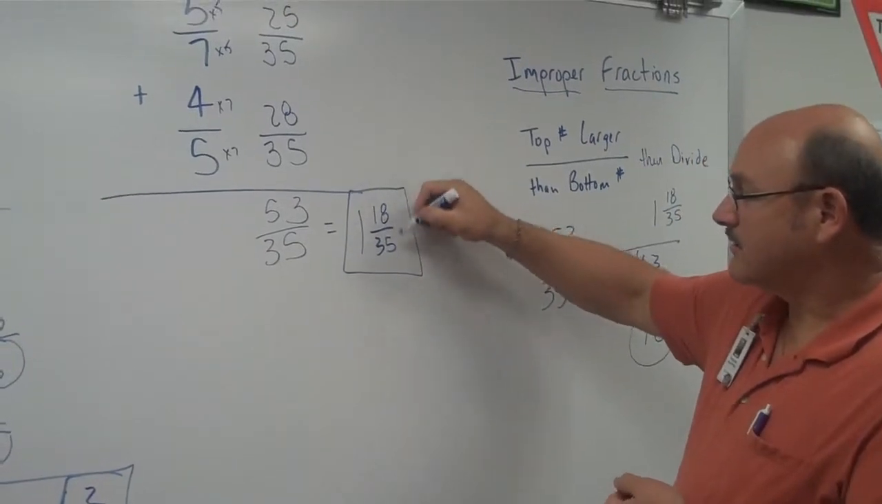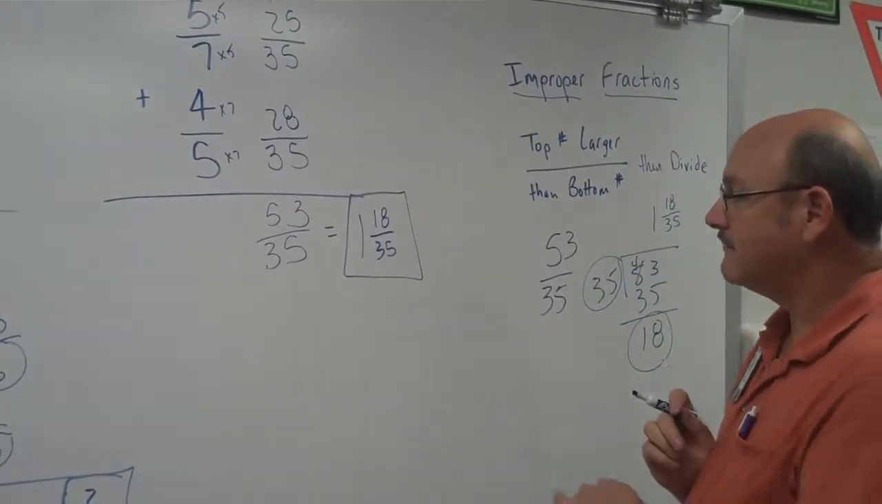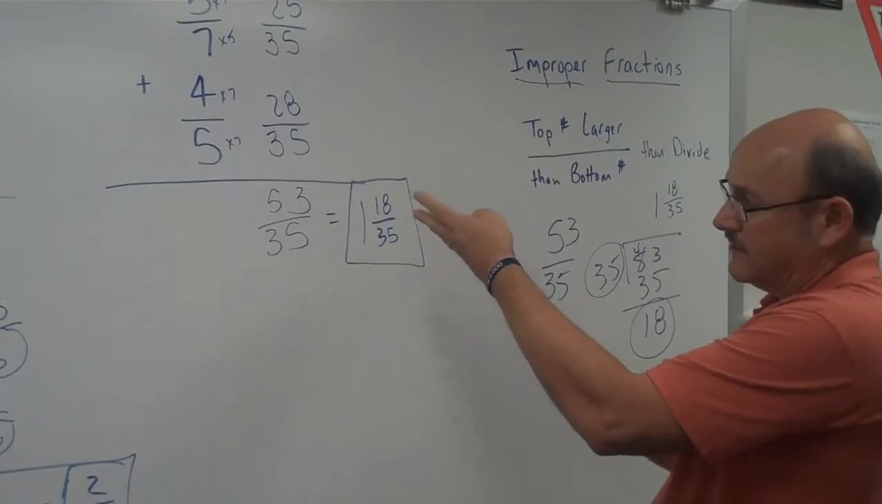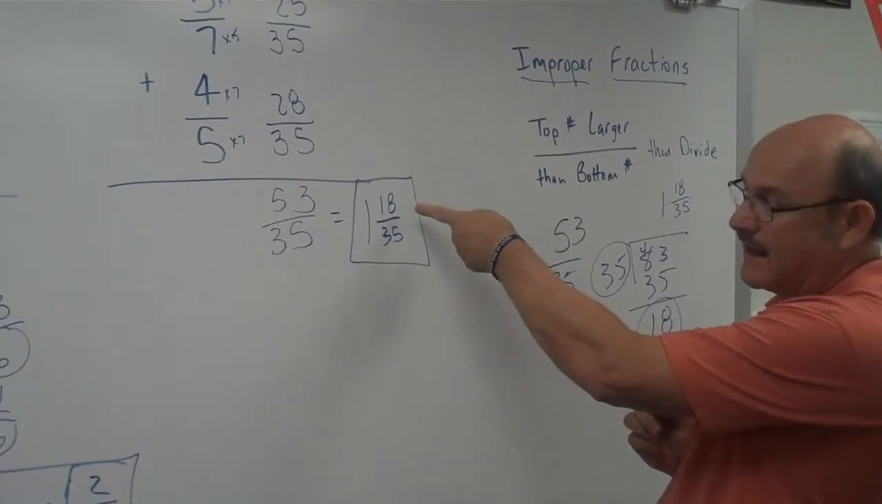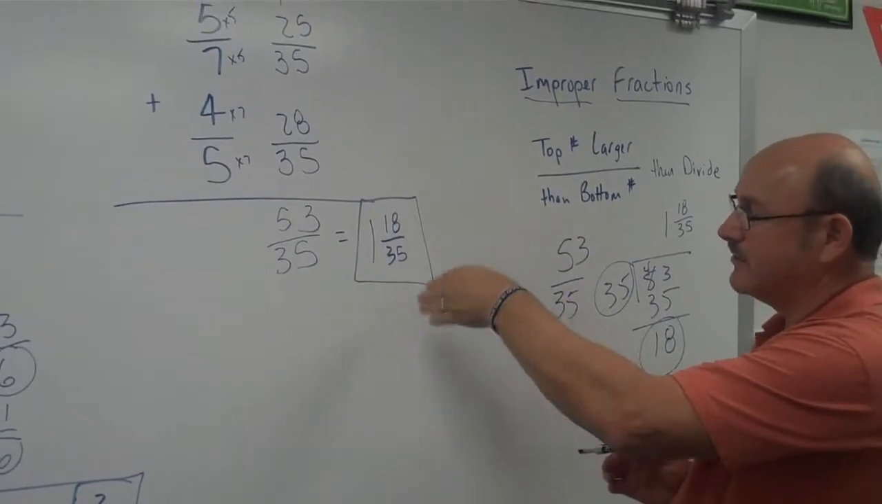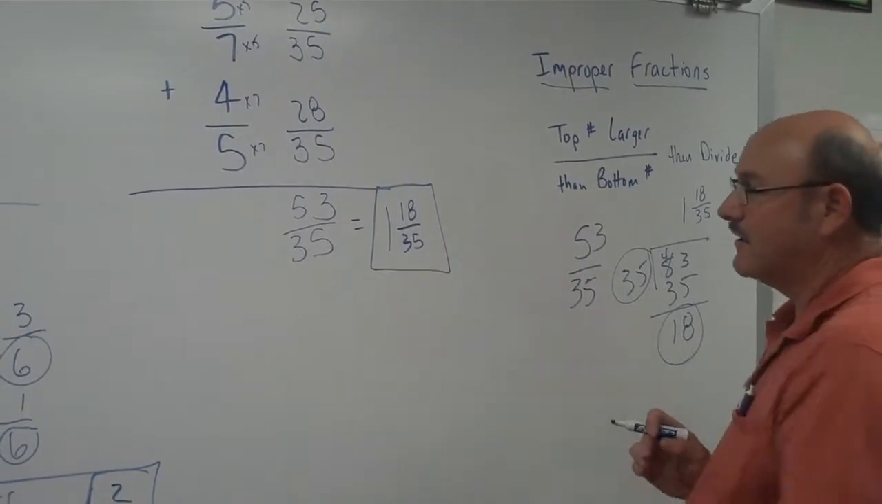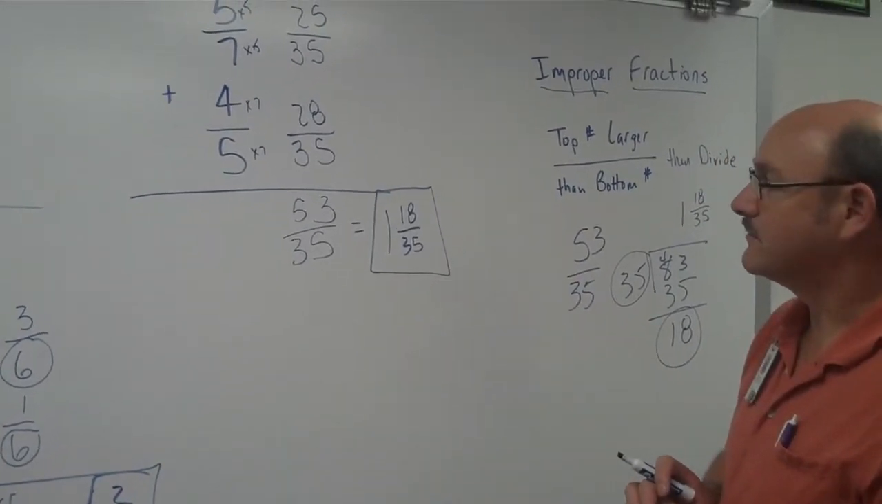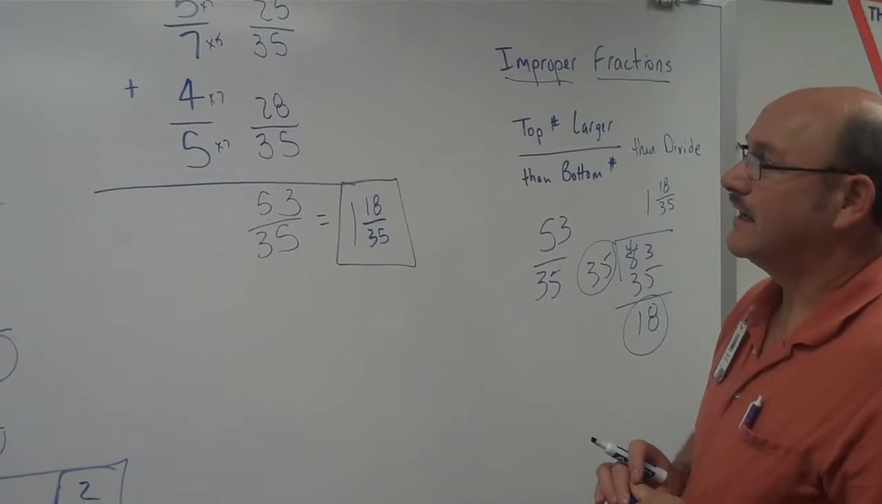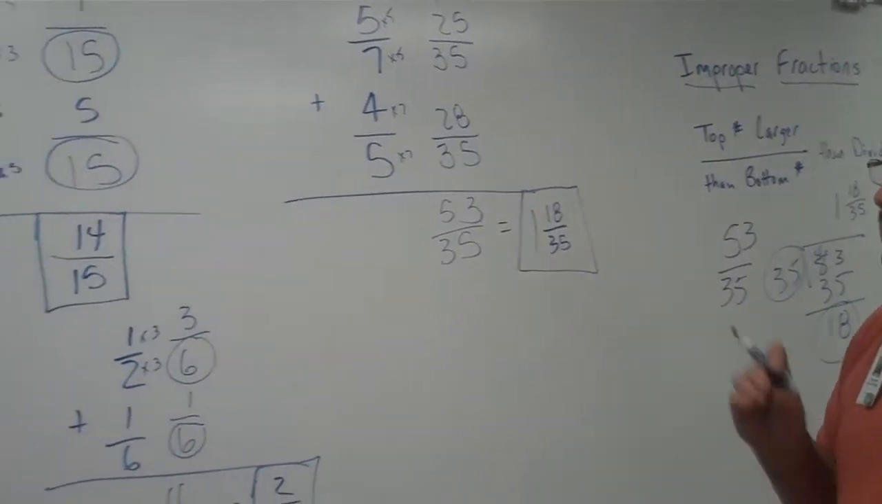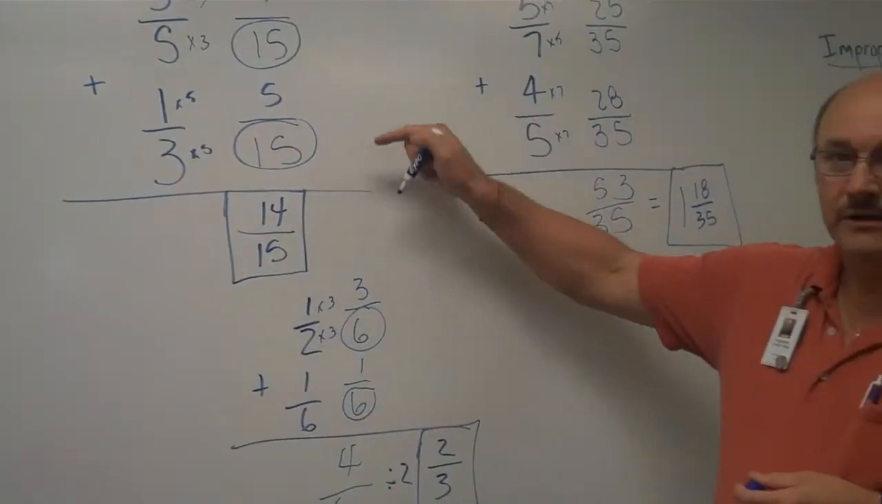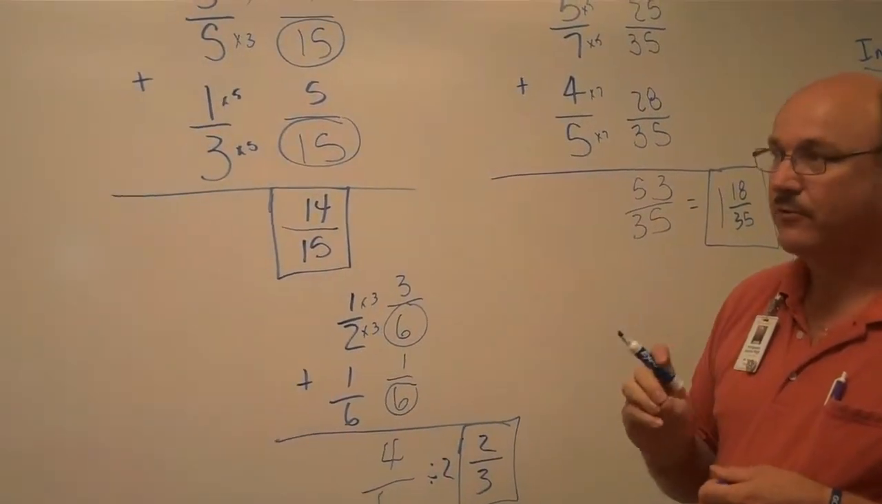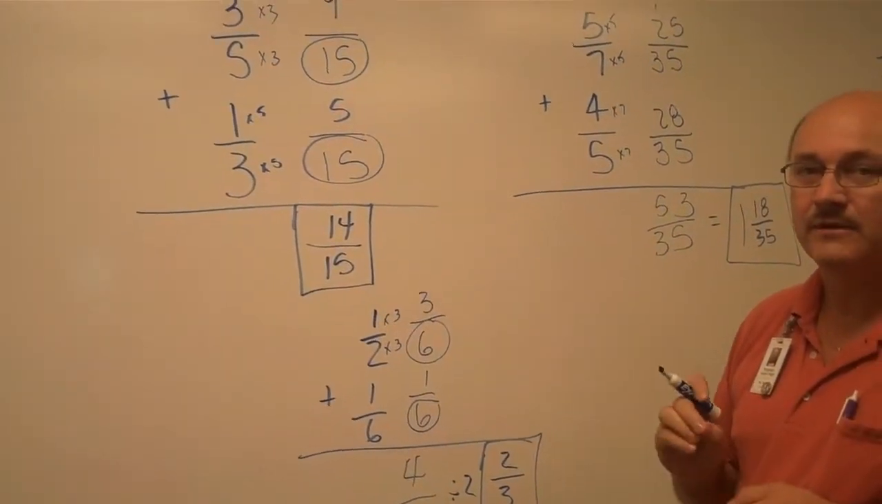If this answer would also reduce, like if we could divide them both by 7, we can't. If we could divide them both by 9, we can't. If we could reduce it, we would. This is already reduced as far as it will go. So, that is adding fractions. Most important thing, bottom numbers must be the same before you can add, and always reduce.